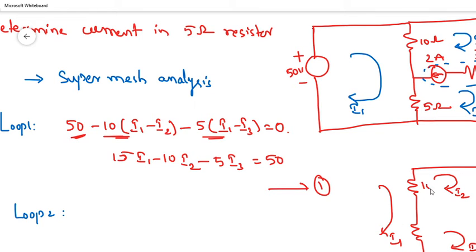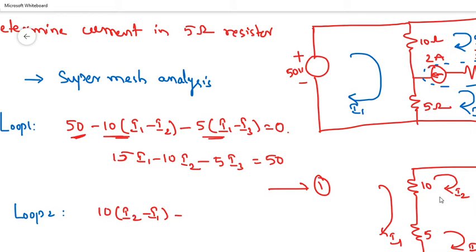So these values are 10, 2, 1 and 5. Here we need to apply KVL. So what will be the equation? Here we have a 10 ohms resistor. The current that passes through that one is I1 as well as I2. So we can write 10 into (I2 minus I1).